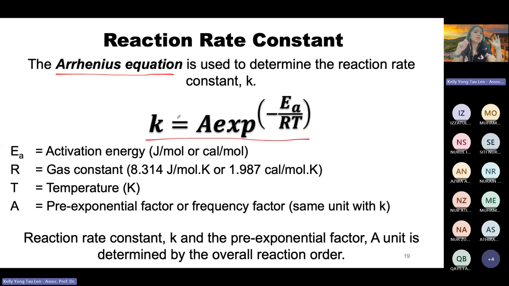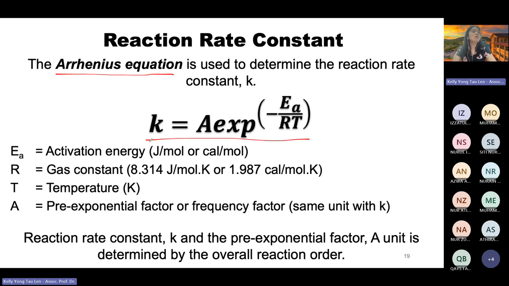So this equation was elucidated in 1912. So imagine dah berapa tahun, hampir 100 tahun, lebih daripada 100 tahun, someone has already come up with the correlation. So remember I told you, I said that K changes with temperature, right? You can see from the equation. Reaction rate constant, before I forget, you don't have to memorize this equation.